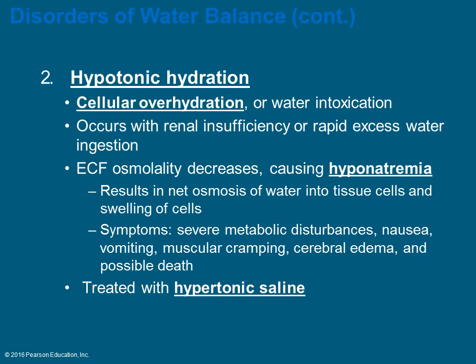Hypotonic dehydration. This is due to what's known as cellular overhydration, or often just water intoxication. If the kidneys are not functioning properly or if there is a rapid, huge ingestion of water, this water intoxication can occur. A lot of water goes into the tissue cells and the cells swell up. Symptoms include nausea, vomiting, and muscle cramping. You often have huge disturbances in the metabolic processes, and this can lead to death. This can be treated with hypertonic saline ingestion.